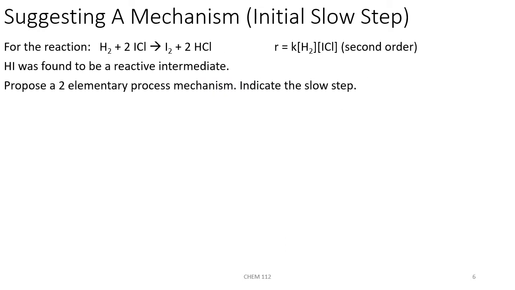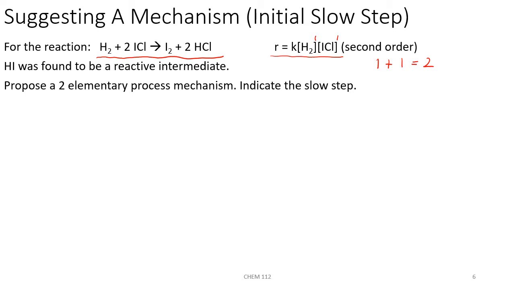So now let's try an example combining some of this new terminology and ideas about reaction mechanisms and individual steps. We're going to practice suggesting a 2-step mechanism for the reaction. Our overall reaction is H2 plus 2ICl forming I2 plus 2HCl. We also know our rate law, R equals K, H2 raised to the first order times ICl raised to the first order. So overall, it's a second order reaction. Recall if you add together the individual orders, that tells you the overall order.